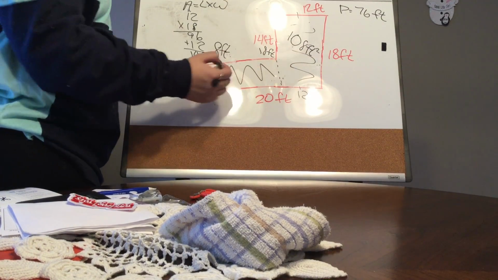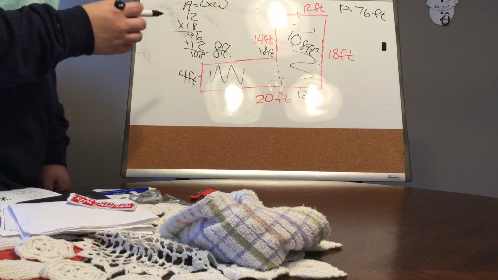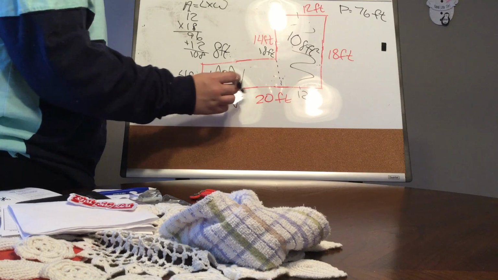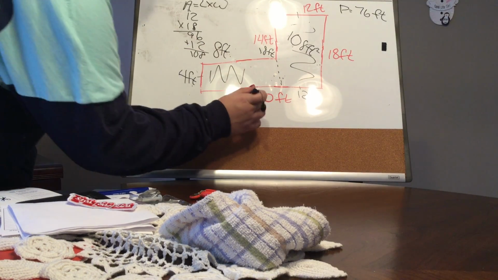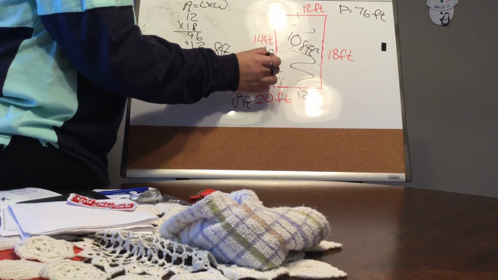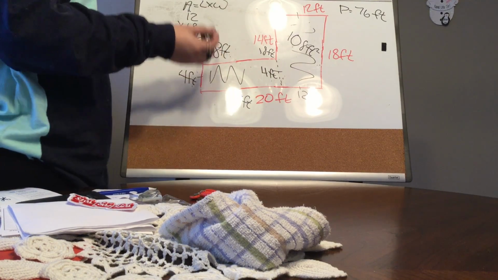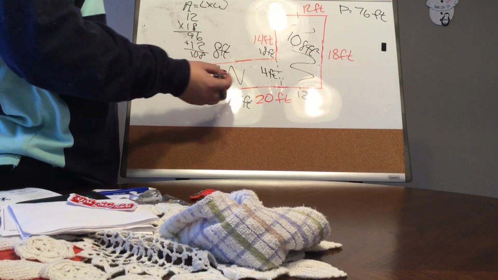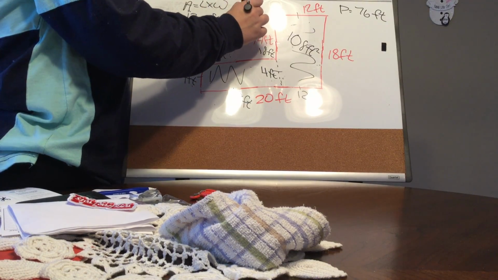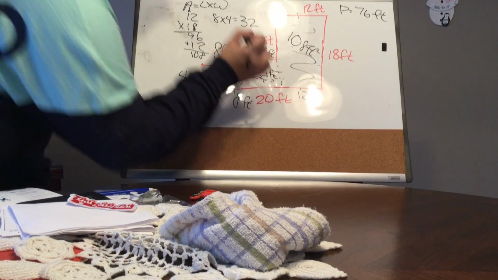So we found this one. Now let's move on to this one over here. I'll erase this out so I can put an answer in here. We know that this side is 8, so this side has to be 8 feet. And we know this side is 4 feet, so this has to be 4 feet as well. So again, we need to find the area. We're going to do length times width. So 8 times 4 equals 32. So this part is 32 feet squared.